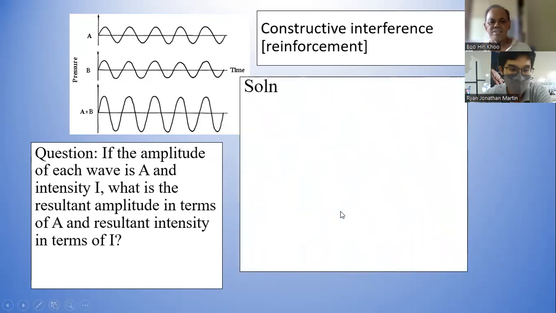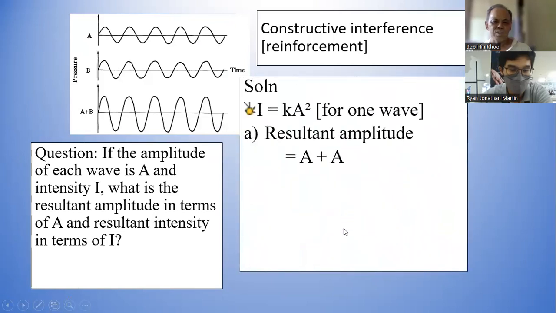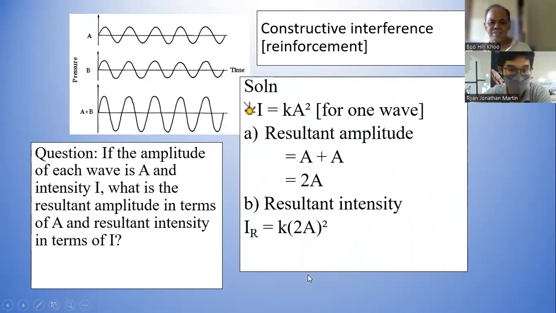Okay, I think we have done this one already, so we won't bother to go slowly with you. Do the same thing, just repeating.